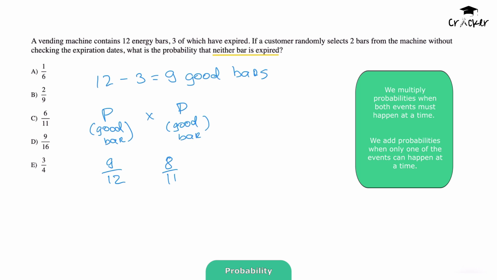already taken. So, 9 over 12 times 8 over 11 equals 72 over 132. We simplify that to 6 over 11. So, the probability that neither bar is expired is 6 over 11. That's option C.